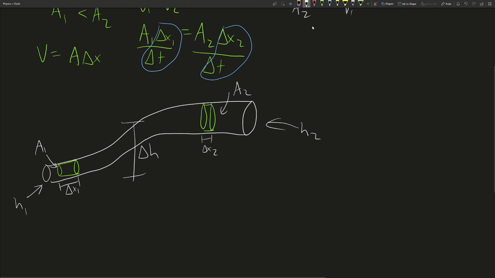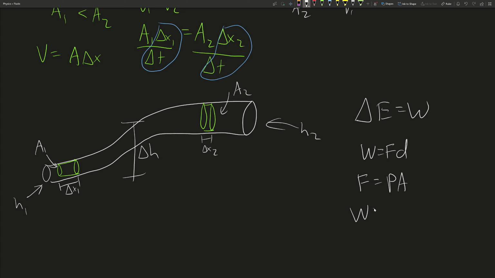Now, from conservation of energy and the work energy theorem, we know that change in energy is equal to work. First, let's look at where work comes from. Work is equal to force times distance, and force is equal to pressure times area. So work here is equal to pressure times area times distance. And now this distance term is just the change in x that we identified.